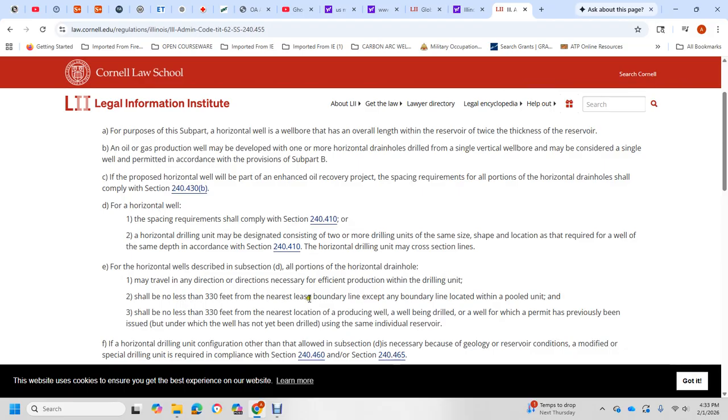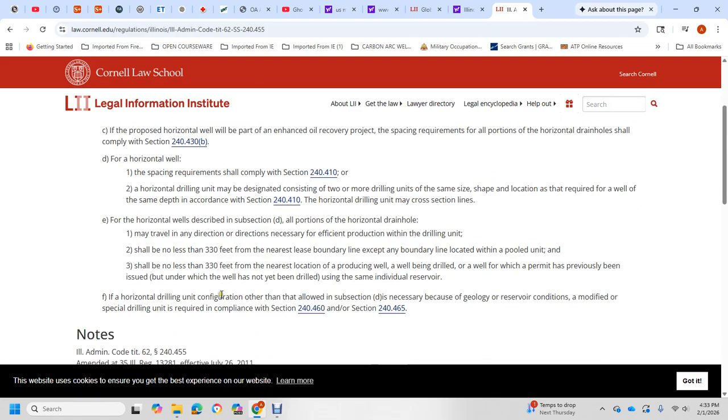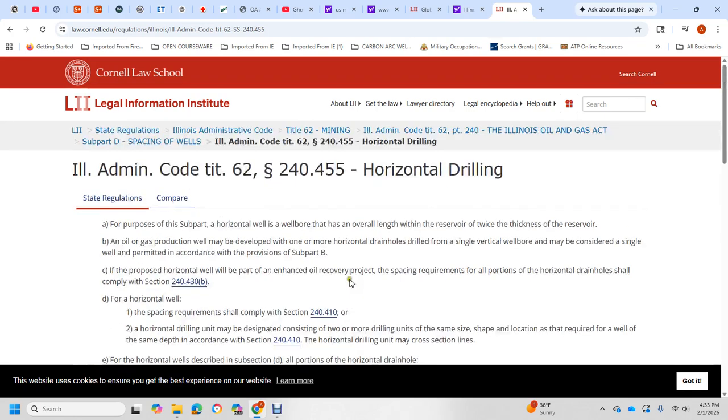For the effective production of the drilling unit, not less than 330 feet from the nearest lease and boundary line, with the boundary line located with the pooled unit should not be less than 330 feet from the nearest location of the proposed well, and wells drilled with a permit previously issued but not yet drilled in the same individual reservoir. Horizontal drilling unit configuration over the notice level of subpart D, subsection D, with the beginning of the geological reservoir condition, modified with the special drilling units required in compliance with section 244.60 and 465.